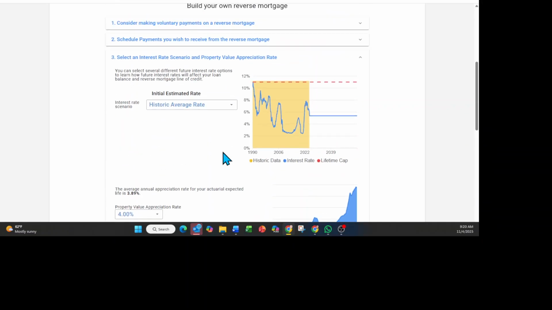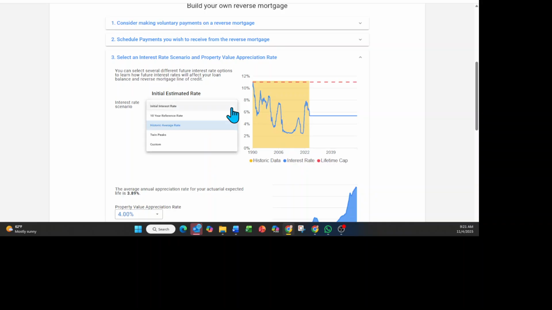What interest rate are we using to make these projections? We default to the historic average rate, which as you can see is in the mid-5s or so here. This is the actual 1-year treasury rate plus the margin plus 0.5% for FHA. So here's your historic perspective.